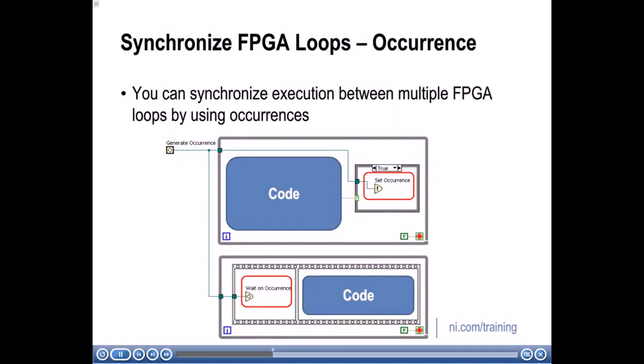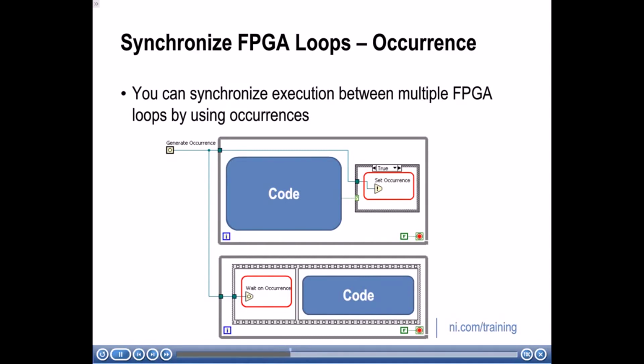Sometimes you might need to synchronize the execution of code in multiple loops. And one way we can do that is using occurrences. Let's take a look at this example on the block diagram. First we're going to use the generate occurrence function, and then we're going to pass that reference of that occurrence to the top loop and the bottom loop.